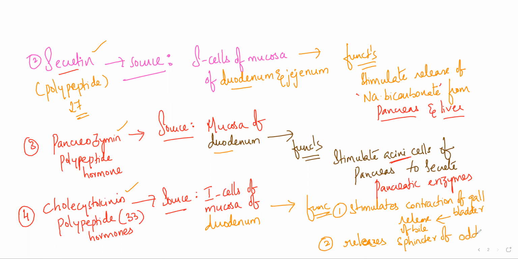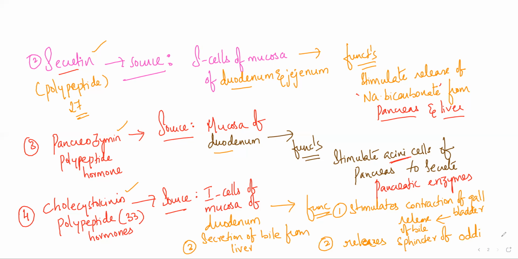And the most important function is that it is related with the secretion of bile from the liver. How important it is to pour out the bile juice from the gallbladder and to make your liver secrete the bile juice, as well as relaxing the sphincter of Oddi. So these are the main functions of the cholecystokinin.